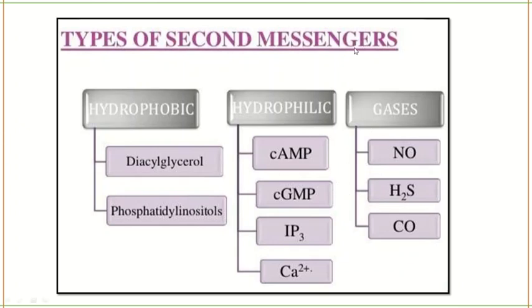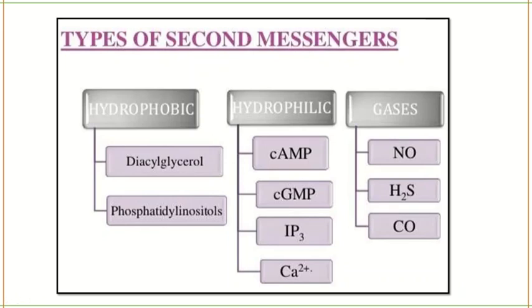So these are some examples of secondary messengers. Hydrophobic ones can be DAG, diacylglycerol, or phosphatidyl inositol, and you have hydrophilic ones: cyclic AMP, cyclic GMP, IP3, calcium ions, and gases such as NO, H2S and CO. So these are some of the secondary messengers.